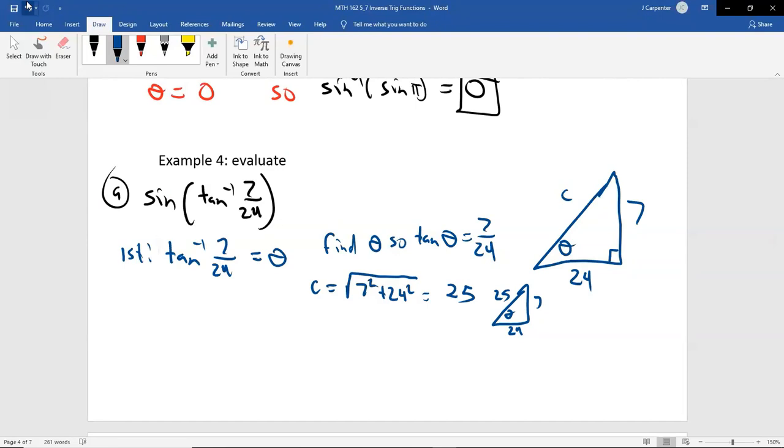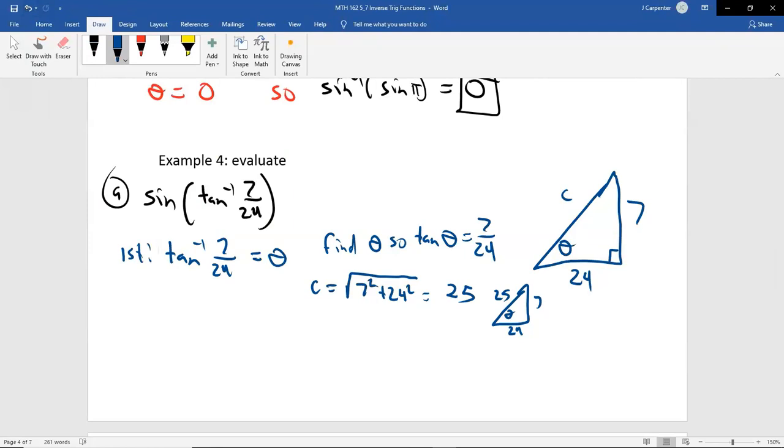Like 3, 4, 5 means there's also a... I'm sorry, I said that wrong. 3, 4, 5 means there's also a 6, 8, 10. You can just double the values or triple the values or quadruple the values.